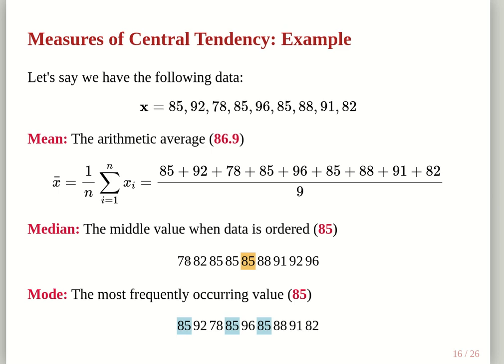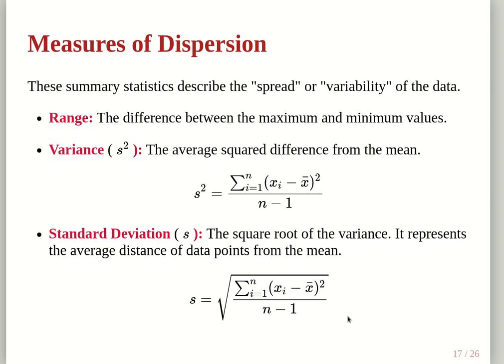We can then sort them from the smallest to the largest. So these are the exact same values, just sorted, and then find what is the value that falls at the middle to locate the median. And we can count how many times each individual value appears to locate the mode.